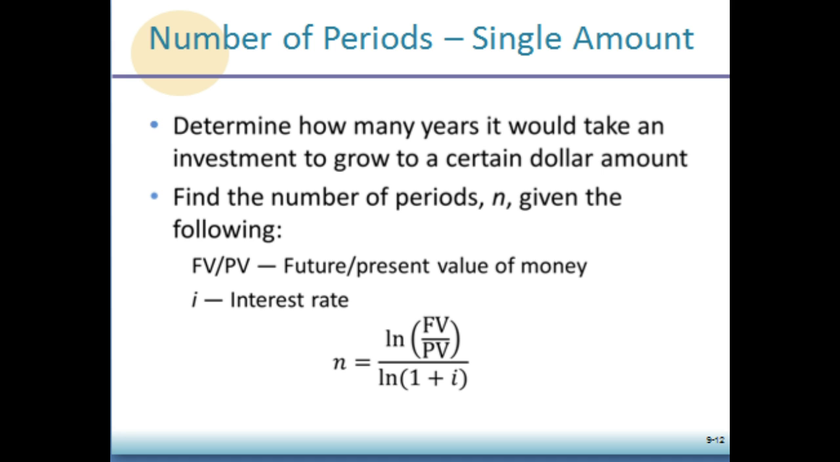Number of periods, single amount. Following up on the interest rate example, we can use formula 9-4 from your text to solve for the number of periods it takes to grow or compound $1,000 to $1,464.10 if we know the rate of return, which is 10%. Once again, using the spreadsheet example on page 263 or the calculator keystrokes, you can demonstrate how many years it takes to compound that $1,000 to $1,464.10.